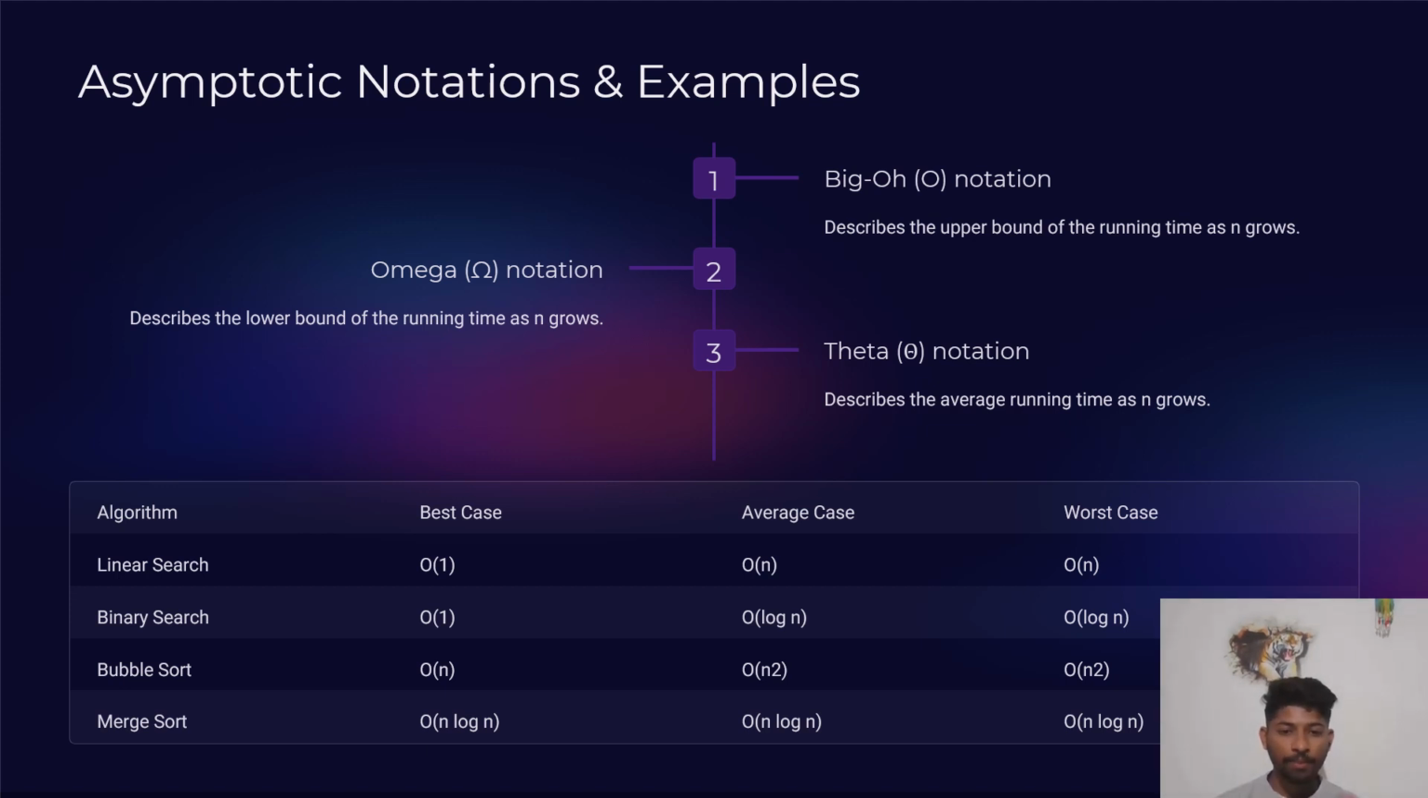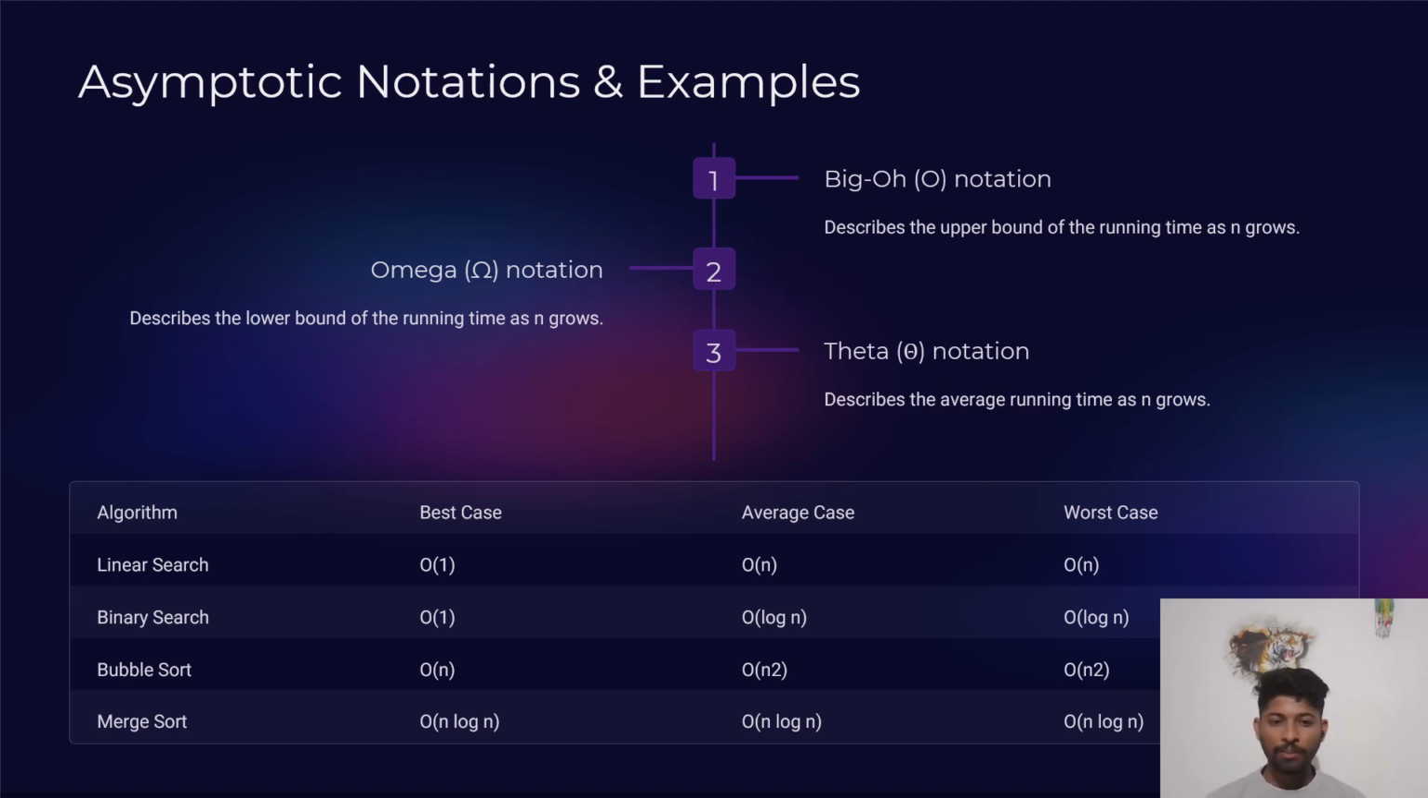So let's see the best case, average case, and worst case for linear search, binary search, bubble sort, and merge sort. First, the linear search. The best case of linear search is O(1). The average case is O(n). The worst case is O(n). Binary search. The best case is O(1). Average case is O(log n), and the worst case is also O(log n).